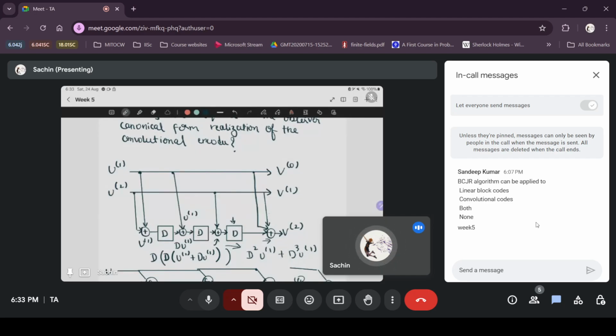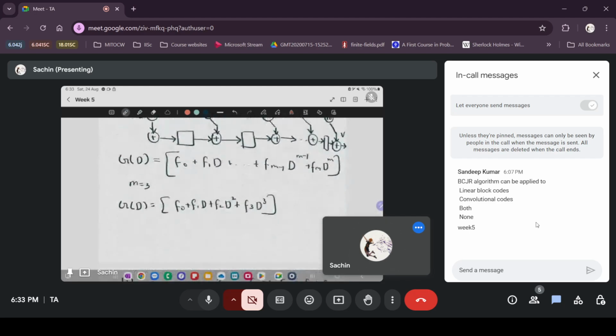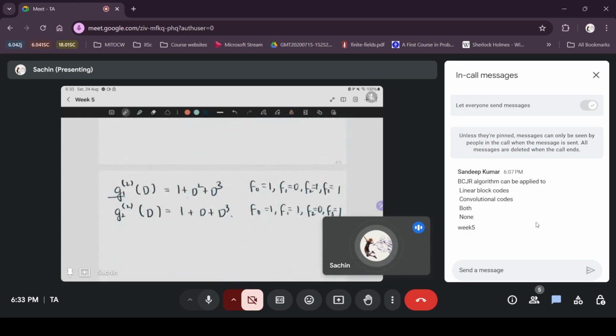Finally, at the final adder, we are adding u of 1. So the final output is u of 1 plus d square u of 1 plus d cube u of 1. That's what we wanted, right? G1 of 2 is 1 plus d square plus d cube. So V of 2 is u convolved with g, u multiplied with g in the transform domain. So it's u of 1 plus u of 1 d square plus u of 1 d cube.